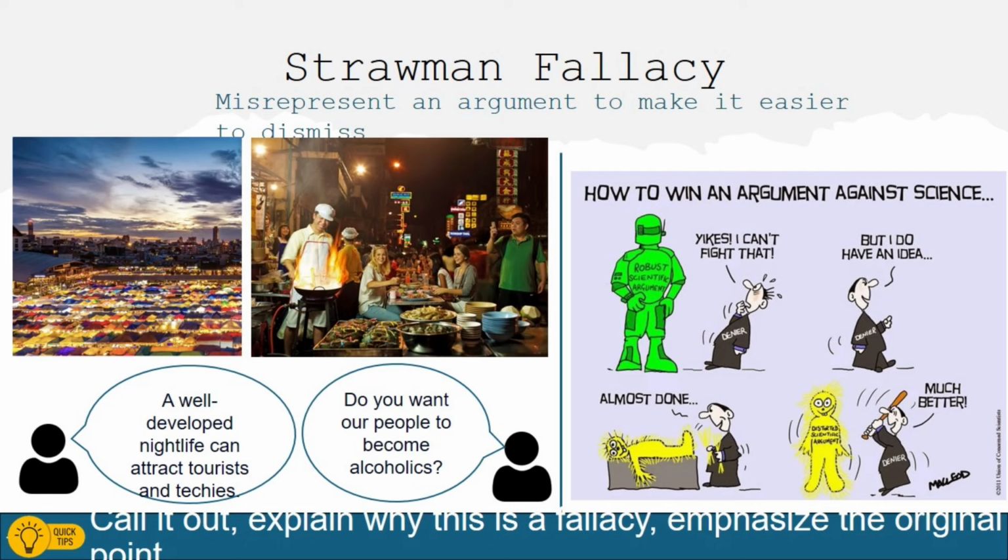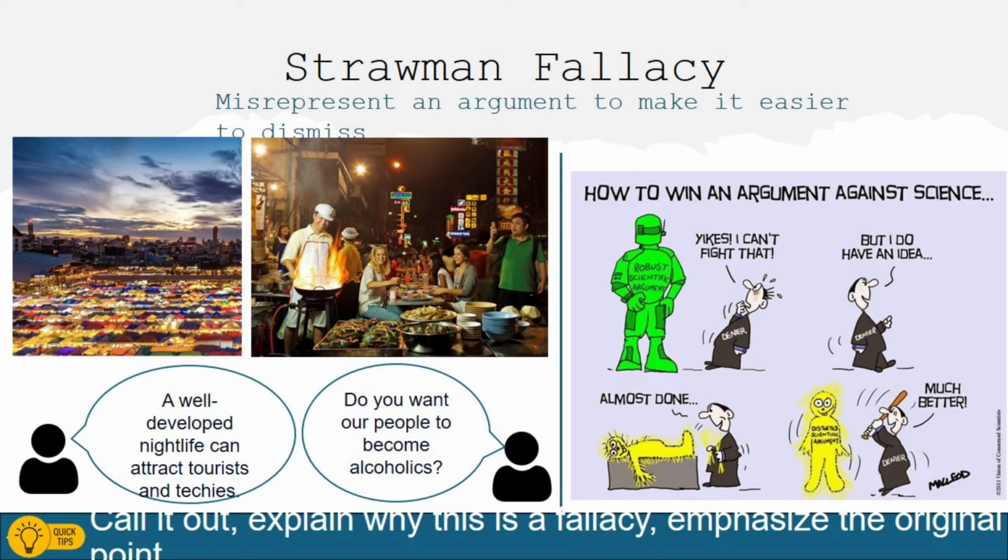Strawman fallacy. To develop tourism in the state of Kerala, let's say a proposal has been made that we need to have a well-developed nightlife so that we can attract more tourists and techies. It makes sense because when somebody visits Kerala for 4 or 5 days, we are only able to engage them during the daytime hours if we are shutting down our shops by 10 or 11 p.m. And we are missing out on opportunities to cash in on the revenue.